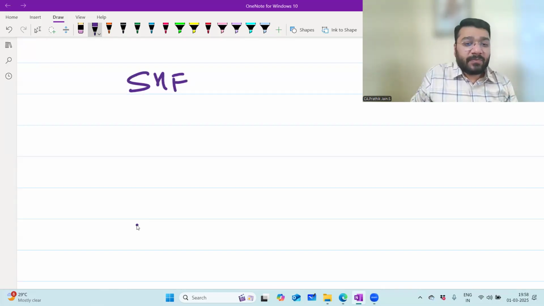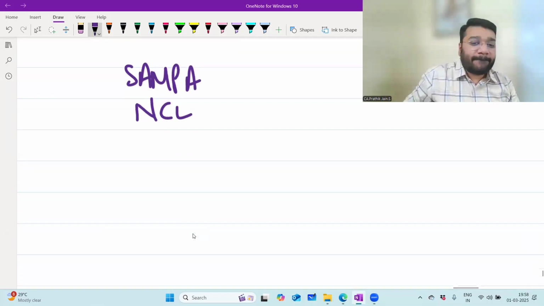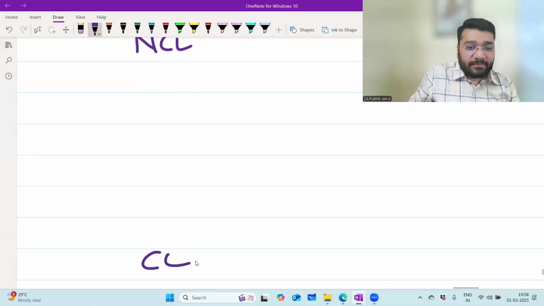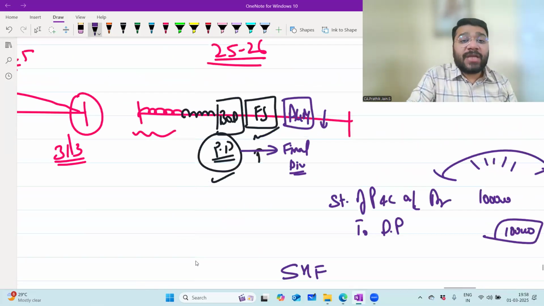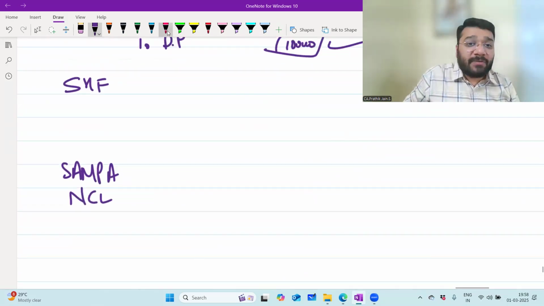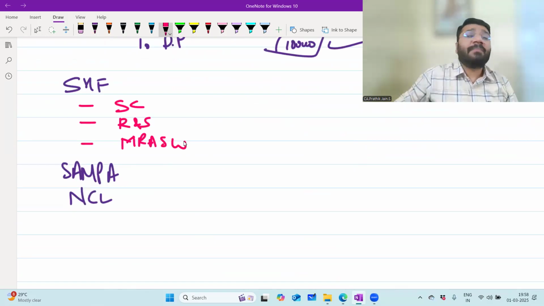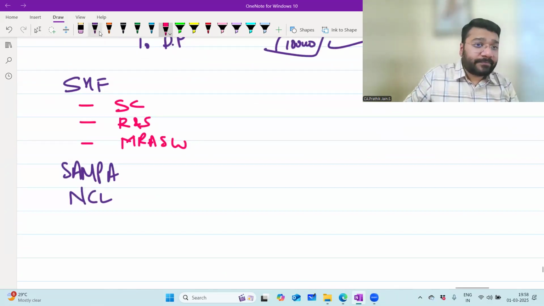Then share application money pending allotment. Then non-current liability. Under shareholders' funds, how many sub-classifications? Three. First one, share capital. Second, reserves and surplus. Third, money received against share warrants.